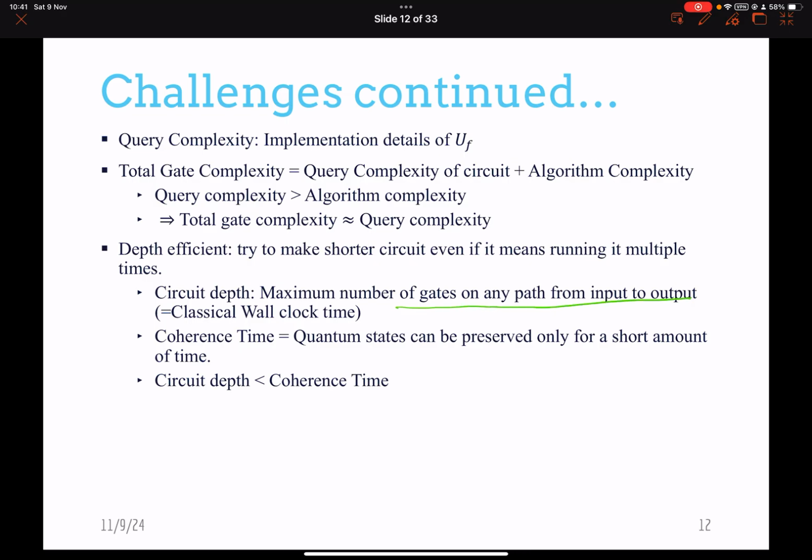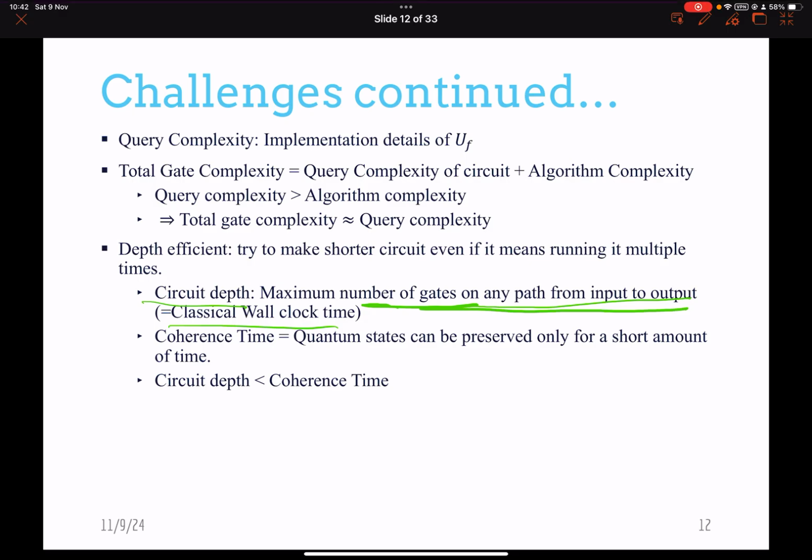on any path from input to output, which is equivalent to classical wall clock time. So the more gates you have, the more time it will take. The number of gates on any path from input to output is an indicator of the time taken by the circuit in some classical equivalent sense. That's how we define the circuit depth. Just as we want the classical time complexity to be as small as possible, we want the circuit depth to be as small as possible, so that it takes less time.